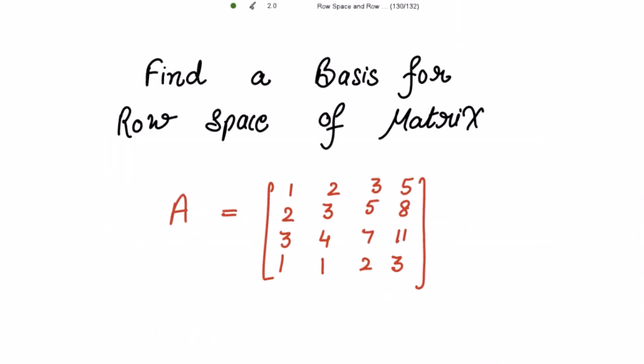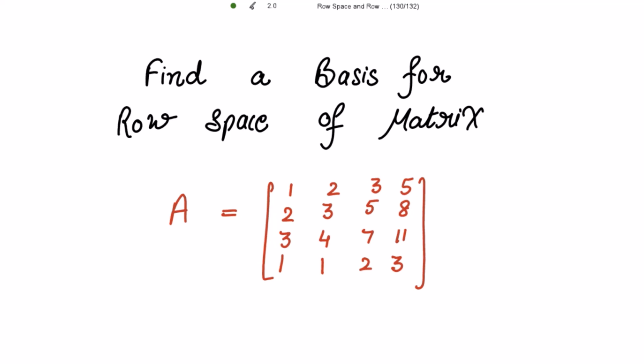To find a basis for the row space of this matrix A, which is a square matrix of 4 by 4 type. That is, the number of rows and columns are equal to 4. Before finding the basis, this matrix A should first be converted into the row echelon form, right?